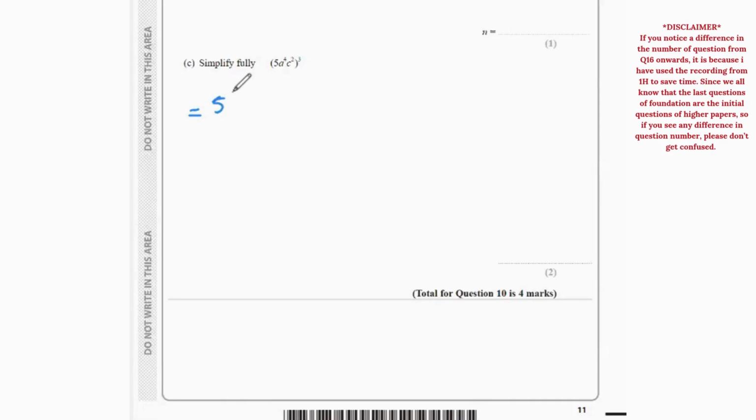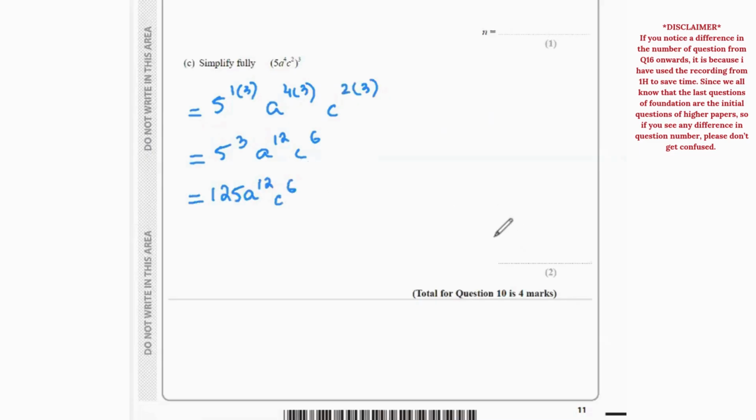So for 5, it's going to be 1 times 3. For a, it's going to be 4 times 3. And c is 2 times 3. The reason why I did 1 times 3 for 5 is because whenever there's no power written on top of a number or a variable, it's always assumed to be 1. So it's going to be 5 cubed, a to the power of 12, c to the power of 6. 5 cubed is 125. So this is our fully simplified answer.